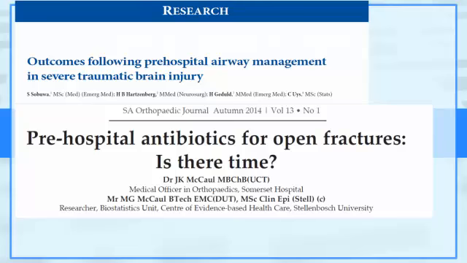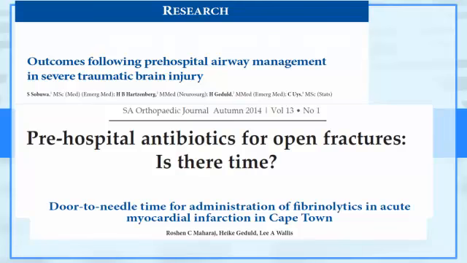Here's another one by Wallace and colleagues about door-to-needle time for fibrinolytics or lysis for AMI, acute myocardial infarction in Cape Town. Also descriptive, describing the door-to-needle time. What is the door-to-needle time in South Africa when it comes to thrombolytics? Is it good? Is it bad? And making recommendations forward for future research. This is all the first toe in the water and very, very valuable indeed.